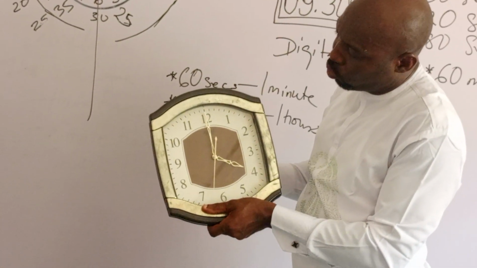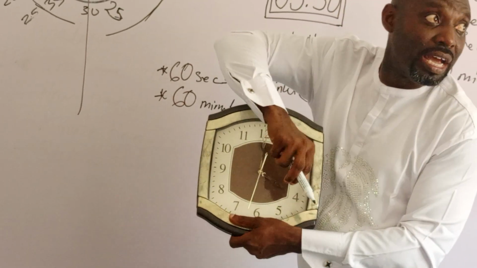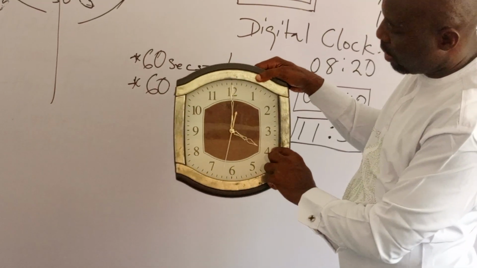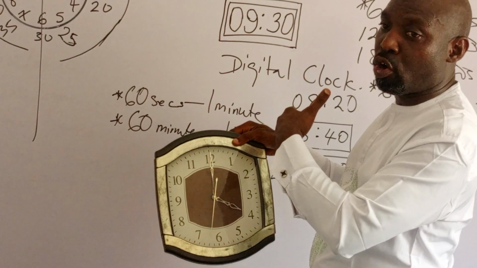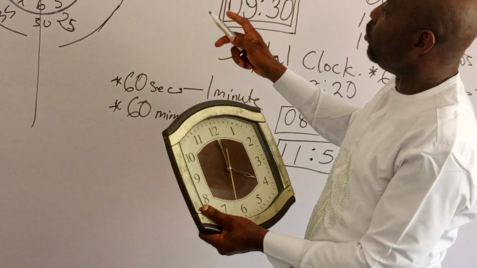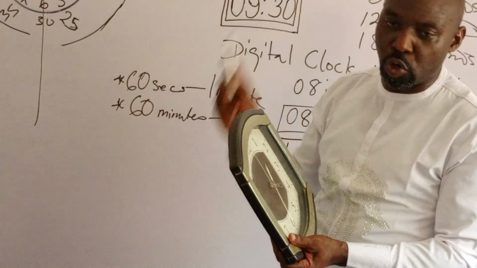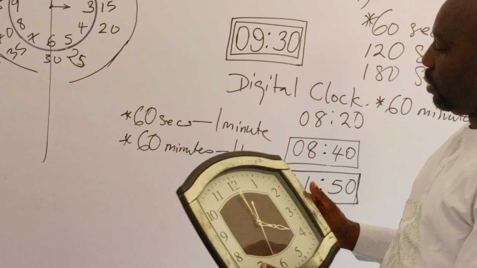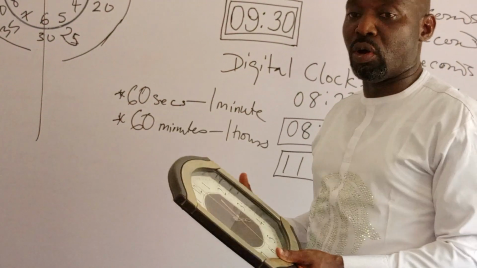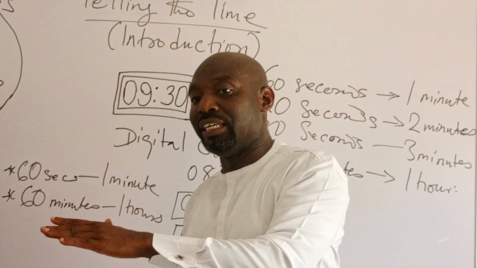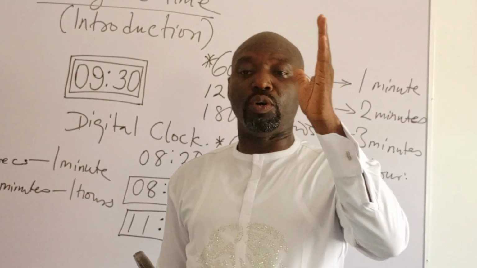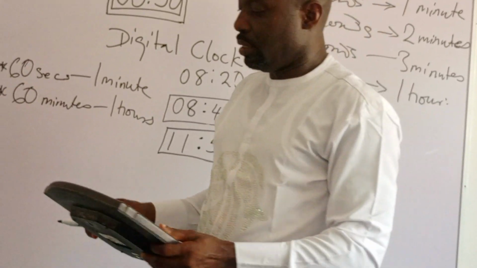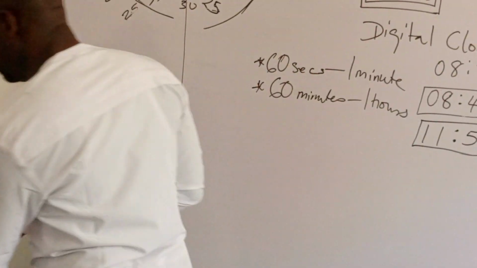Then when it moves to 4, you can see this one is now pointing at 4. At this point there is no past or to. Do you understand? Yes. We now say 4 o'clock. What do we say? 4 o'clock. Again? 4 o'clock. So that is why we have our o'clock. At o'clock, there is no past, there is no to. So we say 4 o'clock. This thing will move again, so let's make another illustration.